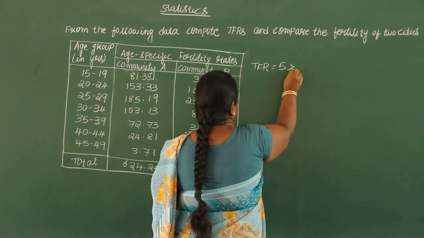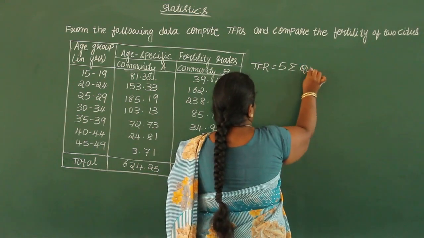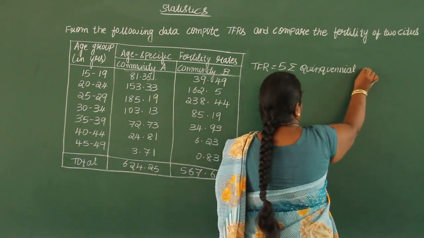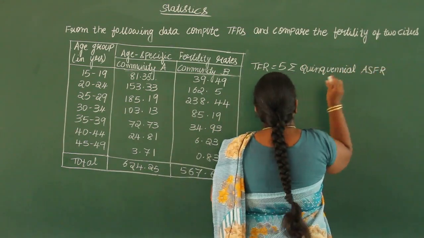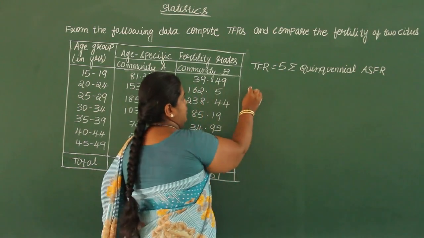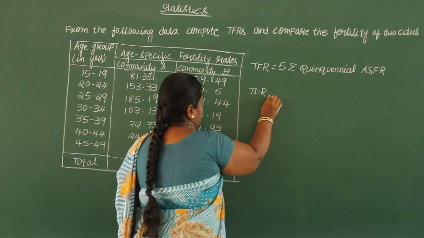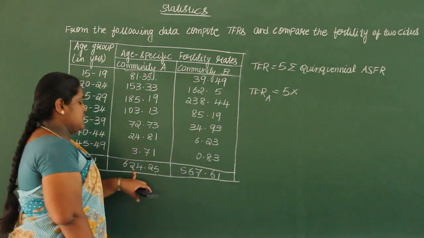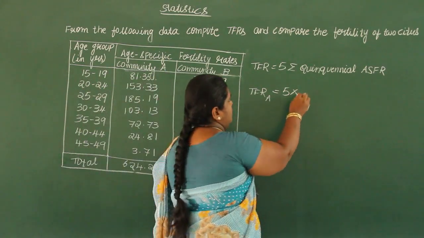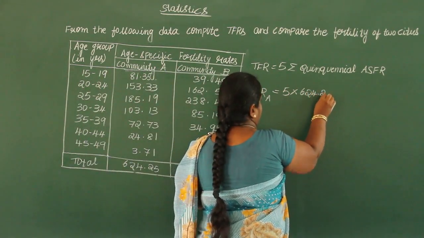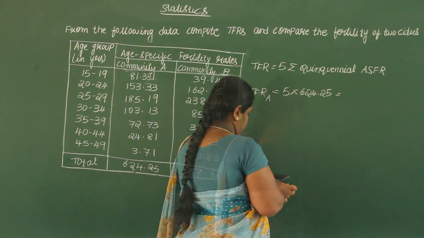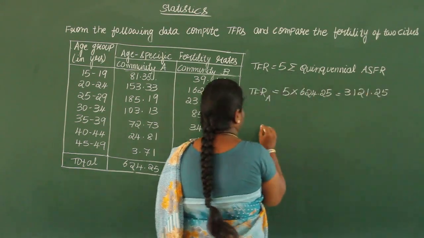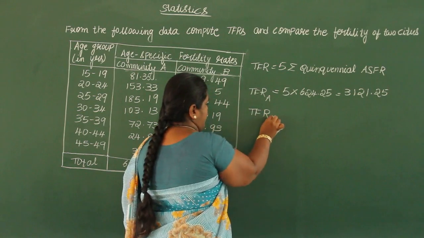So then write the formula of TFR. It is 5 sigma quinquennial ASFR. So then TFR for community A. So TFR A is 5 into the A total, which is 624.25. So 5 into 624.25 will get 3121.25.